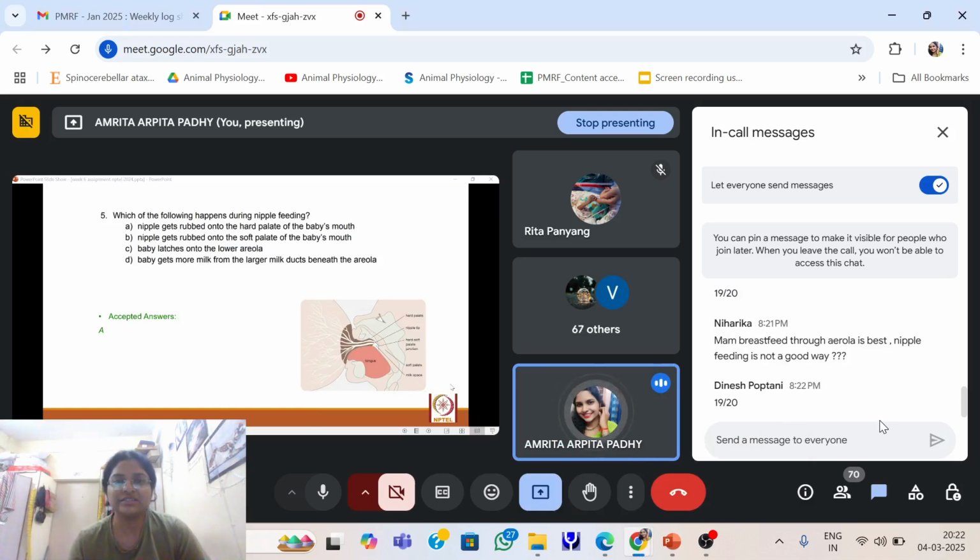Nipple feeding means that the baby is not sucking enough milk. Obviously, it is not a good way. It has to be breastfeeding, where your baby is sucking the areola properly.